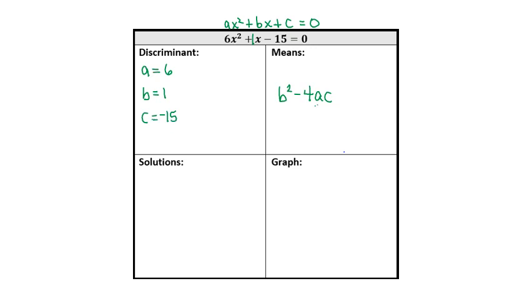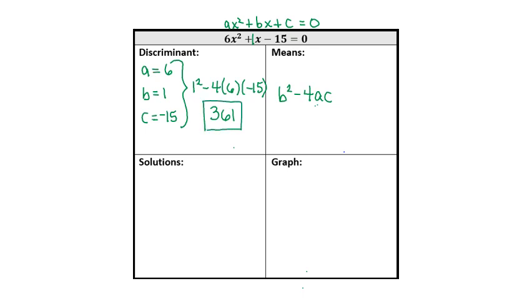Why is it negative 15? Well, you have a minus sign or a negative in front of the 15, so you have to include it with the number. Now I'm going to plug this into my discriminant. So that's going to be 1 squared minus 4 times 6 times negative 15. When I type all that into my calculator, I get the number 361.